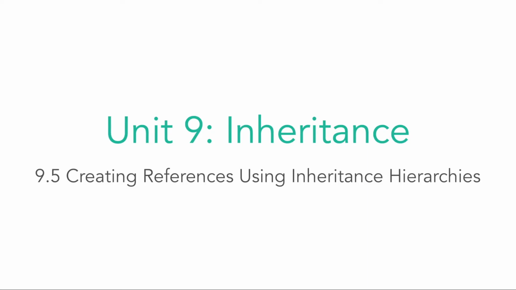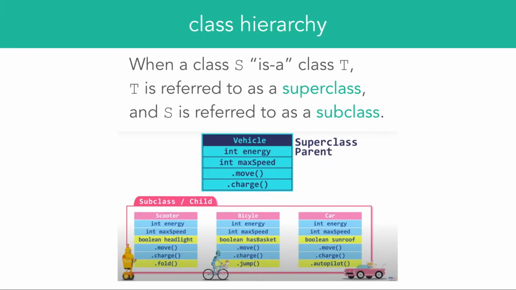Unit 9 Inheritance, Topic 9.5 Creating References Using Inheritance Hierarchies. When we say that a class S is a class T, T is referred to as a superclass, and S is referred to as a subclass. In this example, vehicle is a superclass, while scooter, bicycle, and car are subclasses.